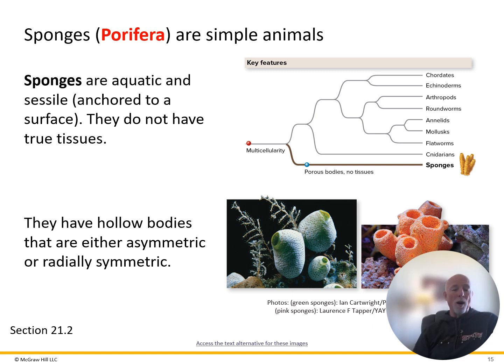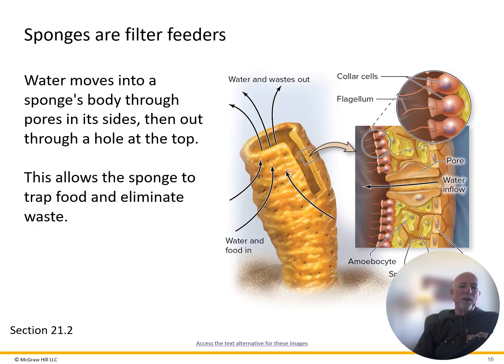All of them are aquatic. Hey, we have sponges in our ponds and streams and creeks and lakes in Oklahoma. Now, they're small, but they are also anchored to a surface. They don't free float. We call that sessile. They're anchored to a substrate. They have hollow bodies. They're either asymmetric or radial symmetric, but these are the sponges.